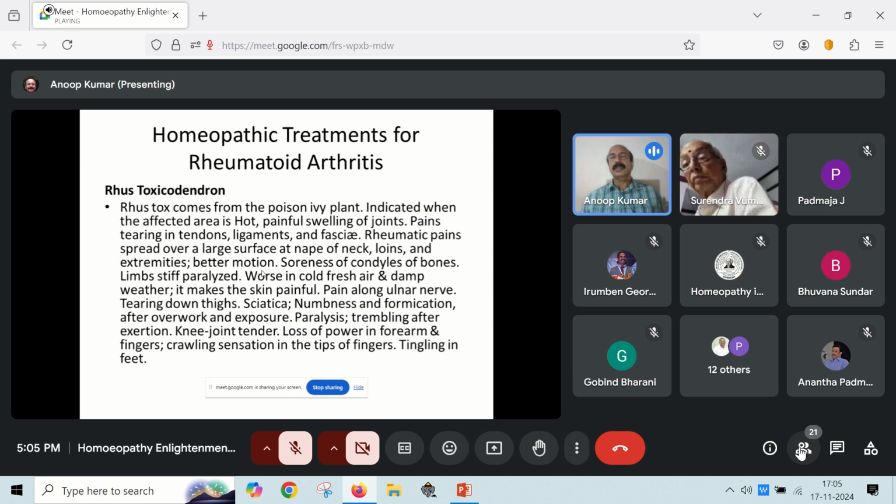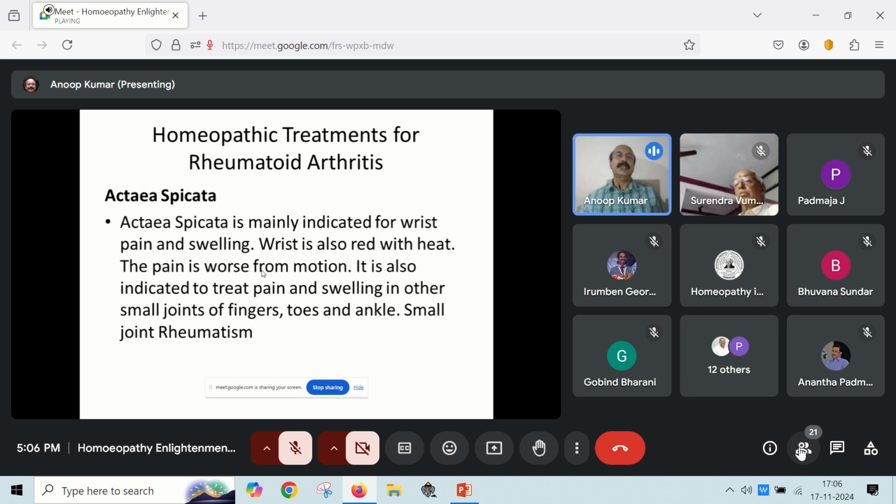So radius and ulna we have. The ulna is on this side, the inside of the arm, and the radius will be on the outside, the thumb side. This is the radius. So the ulnar is painful. Then numbness and formication after overexposure. Paralysis, trembling after exertion, knee joints are tender, loss of power in the forearm and fingers, crawling sensation in the tips of the fingers, tingling of the feet. So Rhus tox is anyway a very good rheumatic medicine, and it will help the patient in a big way if it is given at the right time.